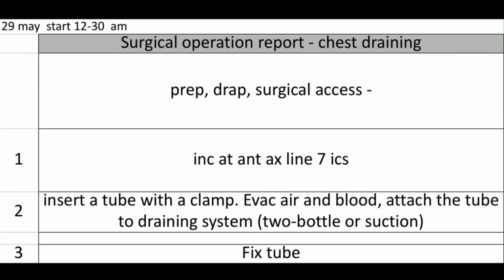Okay, for surgical operation report on chest drainage, first we will do prep, drape and surgical access, and then we will do incision at anterior axillary line at 7th intercostal space, and then we will insert a tube with a clamp to evacuate air and blood, and then we will attach the tube to a draining system, which is 2 bottle or suction, and then we will fix the tube.